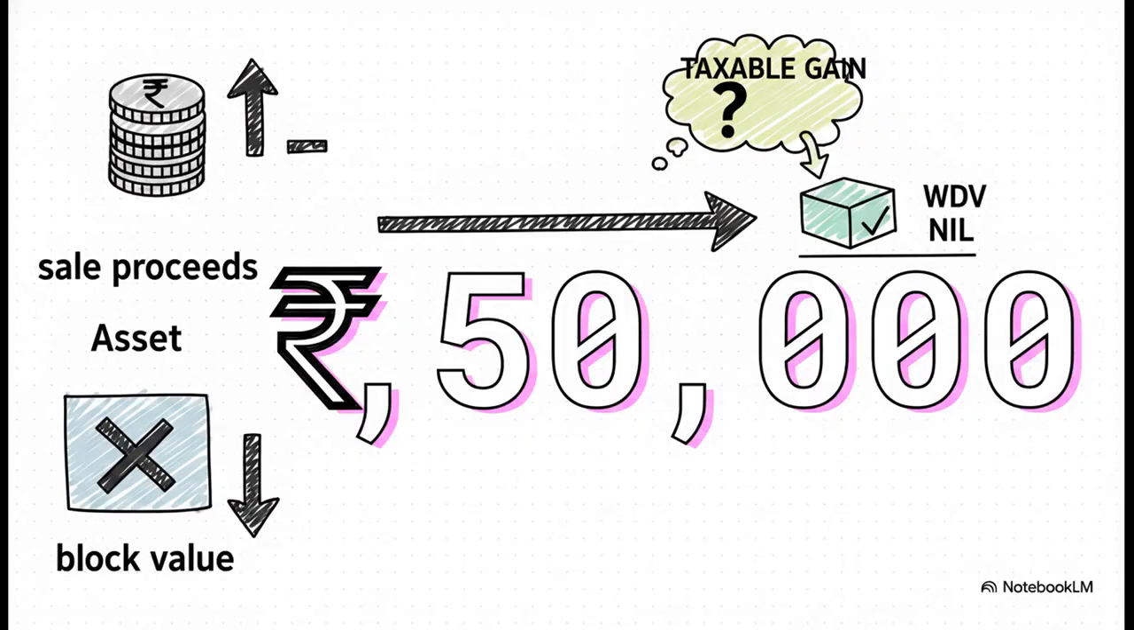And here's the final result. You take the net sale proceeds of 14 lakh 50,000, subtract the block value of 12 lakh, and you're left with a 2 lakh 50,000 rupee short-term capital gain. And just as important, what's the value of that block of assets for the next year? It's zero. Nil. There's nothing left to depreciate.